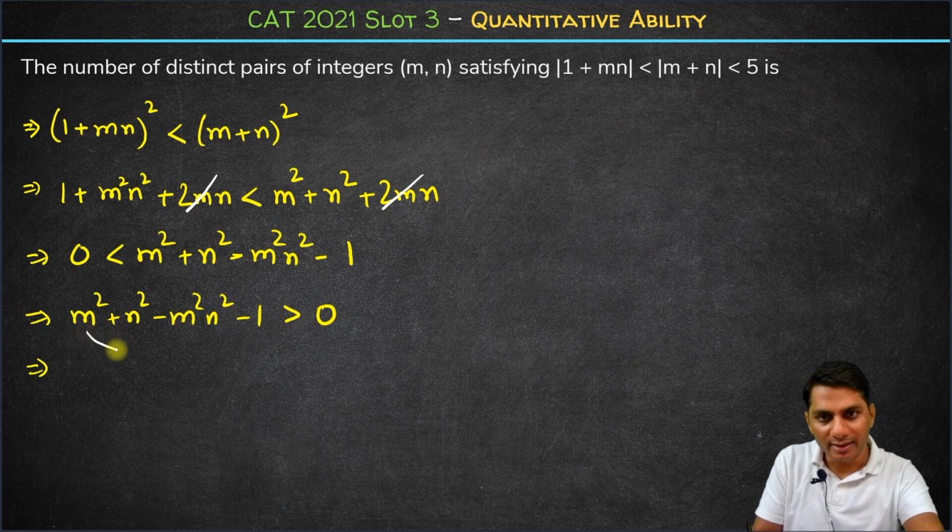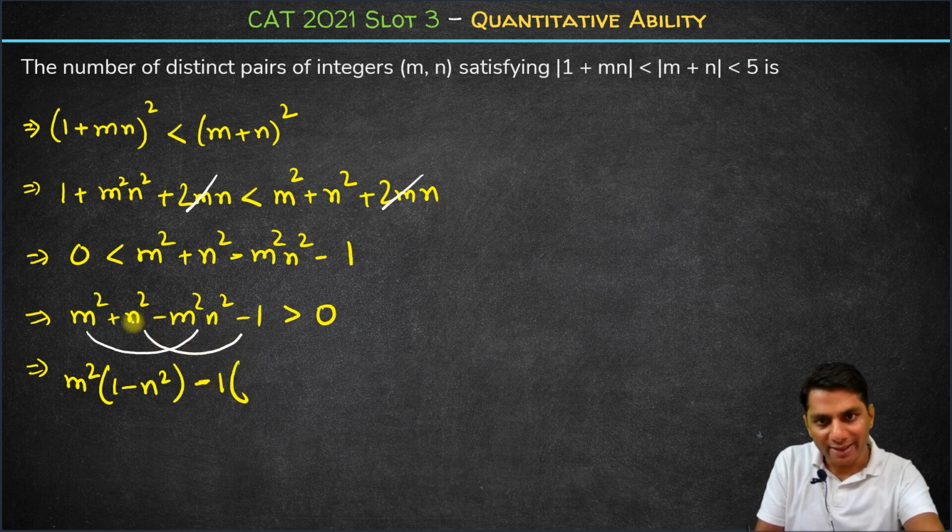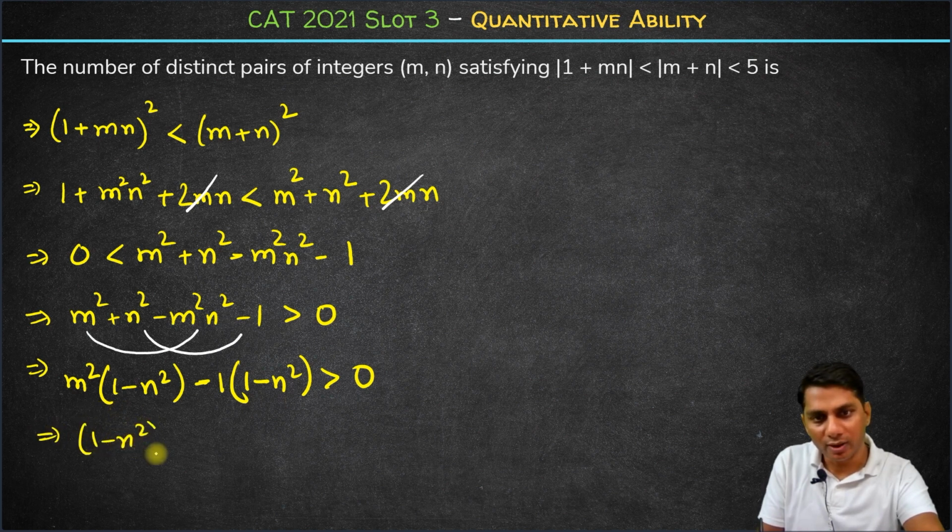Now let's do one thing. Let's club both these terms and club these two terms. Okay. So we have m square minus m square into n square. So if we take m square common, we have 1 minus n square over here. And since we have 1 minus n square, from these two terms, let's take minus 1 common. So we'll have a minus n square and a plus 1 here. So plus 1 minus n square. This is greater than 0. So again, taking 1 minus n square common, we have m square minus 1 from here. This is greater than 0.